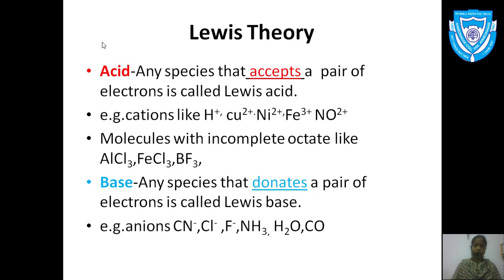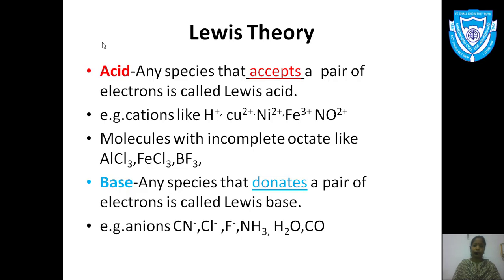Here is the example of cations like H+, Cu2+, Ni2+, Fe3+, NO2+. These cations act as Lewis acids because they contain an empty orbital in their valence shell. Hence a lone pair of electrons can be easily accepted in these cations. Also molecules like AlCl3, FeCl3, BF3 have a central atom with an incomplete octet. Hence a pair of electrons can be easily accepted in these molecules and they act as Lewis acids.